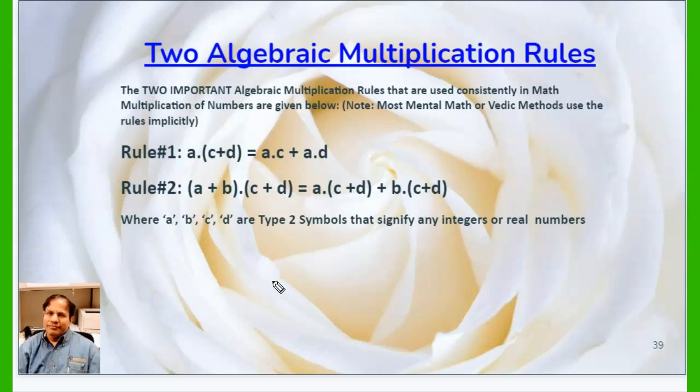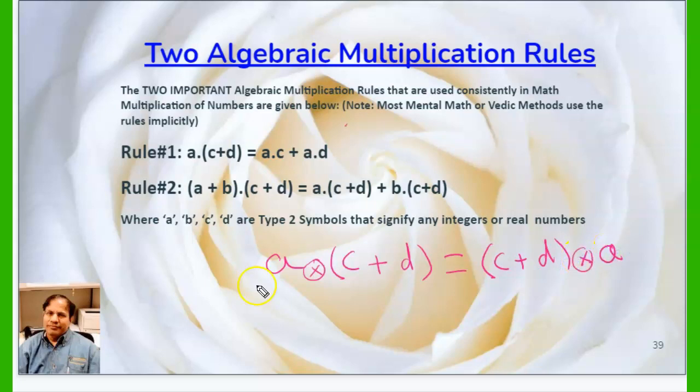These rules are stated below as A multiplied by, within the parenthesis, C plus D, and the multiplication is represented as a dot, and you could write this also in a commutative format as C plus D times A. Of course, this is called commutative property, where the association of A and C plus D can be mutually transposed.